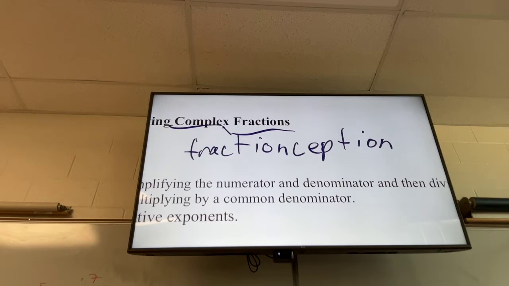Oh, here's the 6.2 notes. Just found. Fractionception. Actually, it's kind of distracting. You put it down.